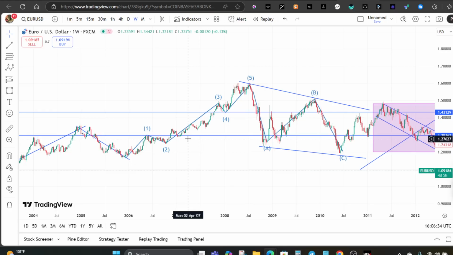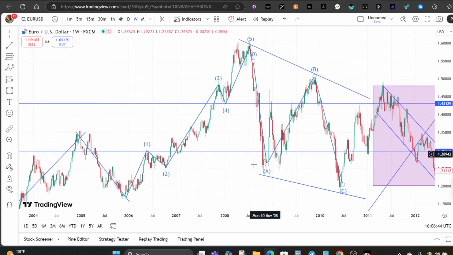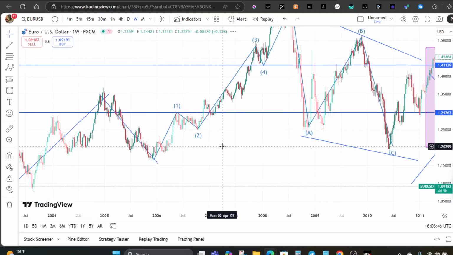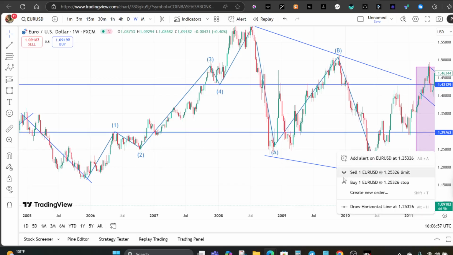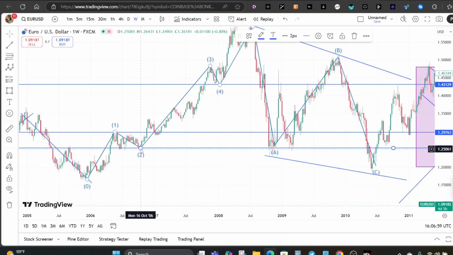Then the third step is to enter trades at key reversal points. The best trading opportunities come at the end of wave 2 or wave 4 in an impulse move. So we can see that this was the end of wave 2 here, so we had a good buying opportunity around there, and this was the end of wave 4. We had a good buying opportunity.